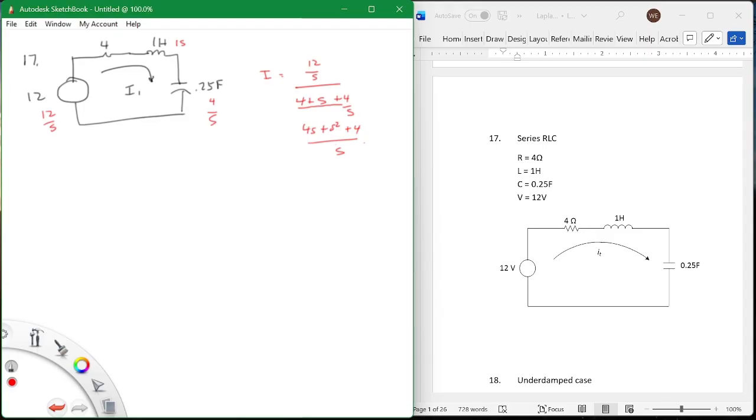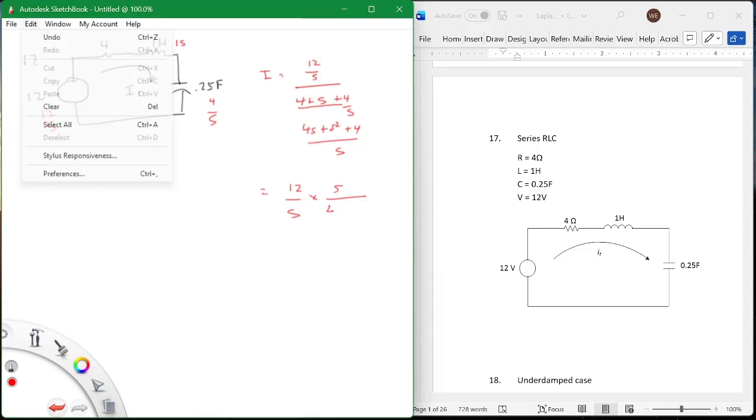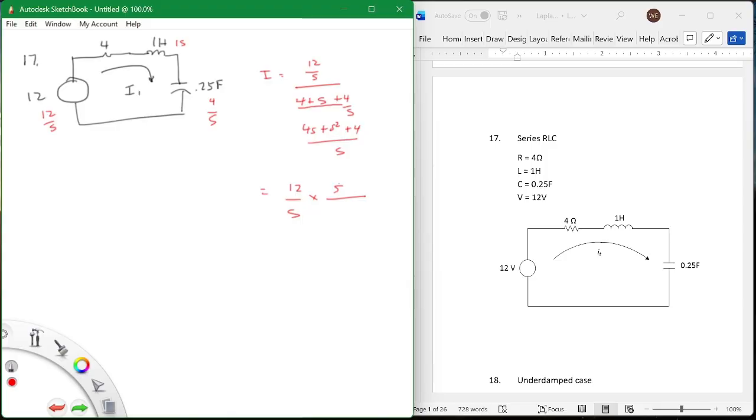That's the denominator. So now you flip it. It's equal to 12 over s times s over s squared plus 4s plus 4. The s is canceled out. It's equal to 12 over s squared plus 4s plus 4.